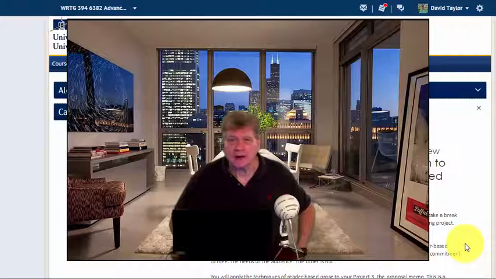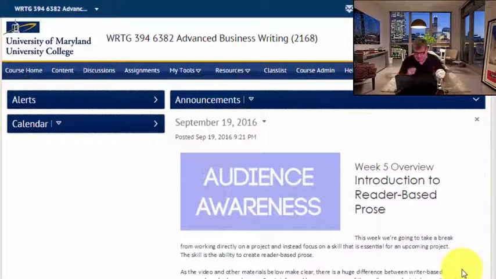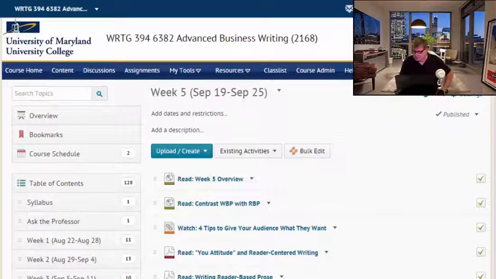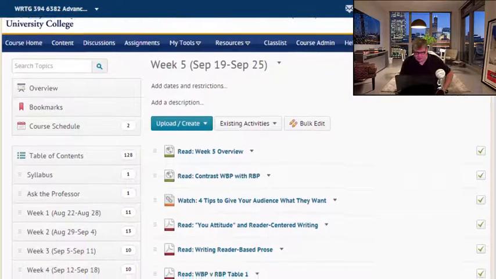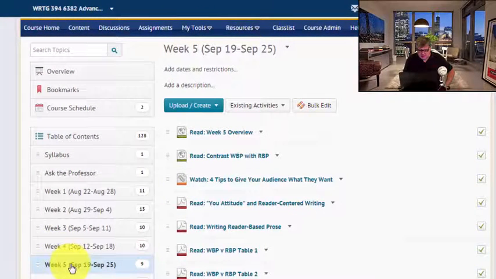This week we're going to practice transforming our writing from writer-based prose to the standard for the professional workplace, which is reader-based prose. And here's how we're going to do that in week 5. As usual, you're going to log in and check in with your announcements, and then click on Content. And in Content, you're going to click on, if you haven't already, Week 5. September 19 through September 25.